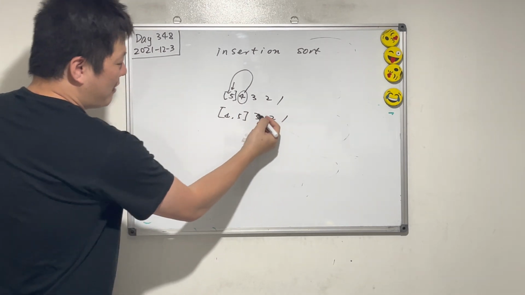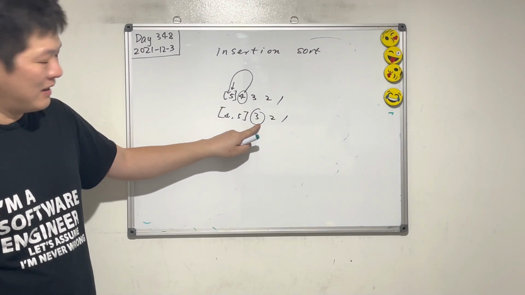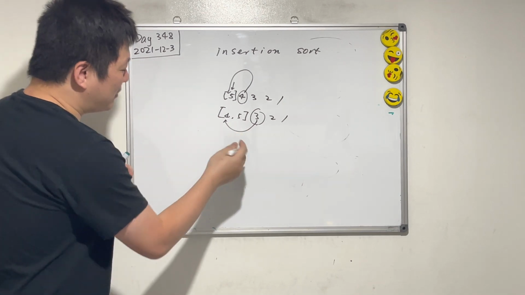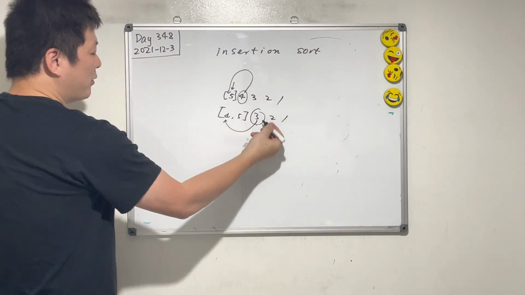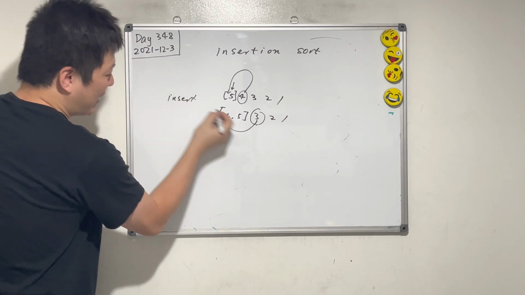Now I want to put a 3. I want to put a 3 in what cases? 3 at the very front. Yeah, the front. Okay. So how do we do it? Look, every time we pick this number and then we want to swap it, we want to insert it. Okay, this is called insert. Insert it in the front of the list.